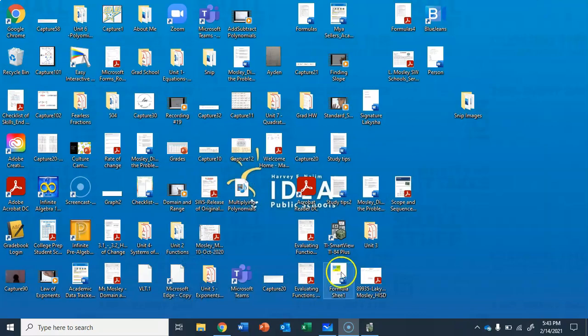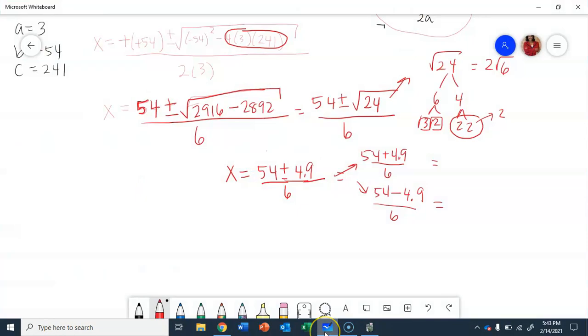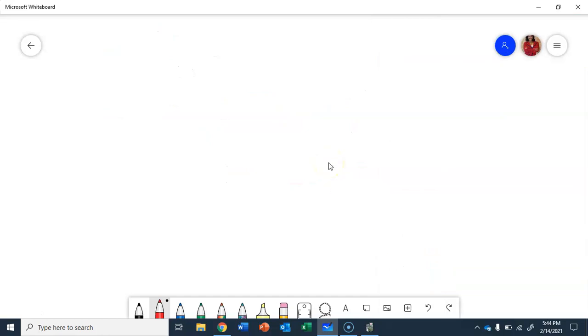All right, so let's just do one more with the quadratic formula. So I'm going to clear this out. What if they gave us something like 4b squared plus 8b plus 7 is equal to 4?